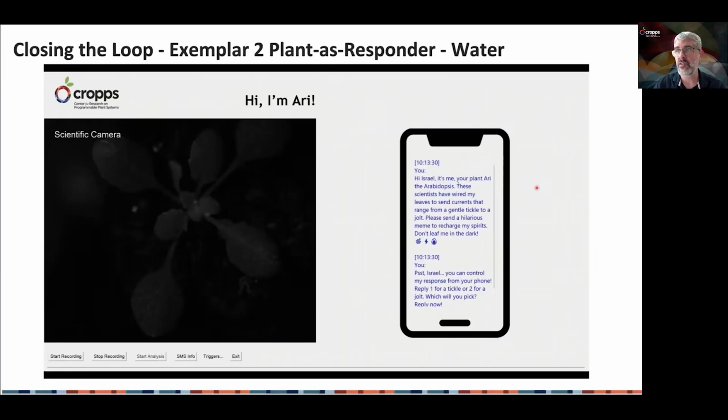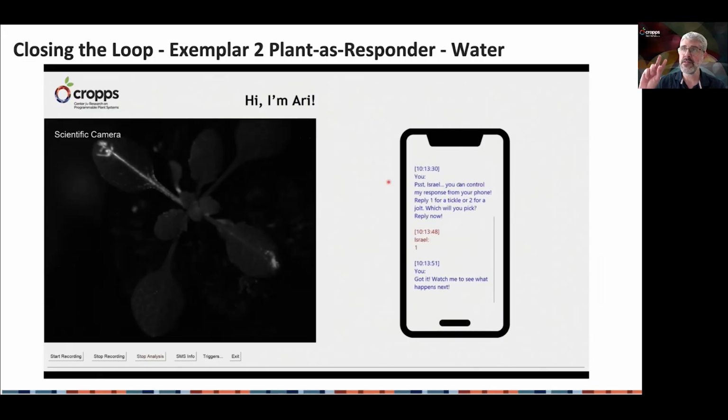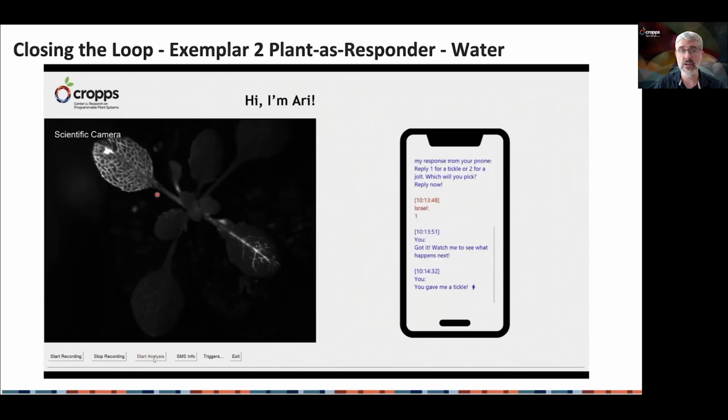And here it is in actual practice with Israel, a CROPPS postdoc, who has sent a text to the box to tell it to tickle the plant. So a low-grade mechanical stress. The plant responds immediately, within seconds, by inducing a wave that can be visualized in a couple of leaves at a particular intensity. And then that is decoded, and that information is sent back to Israel, and the plant says, "Yes, I was tickled. I felt that."